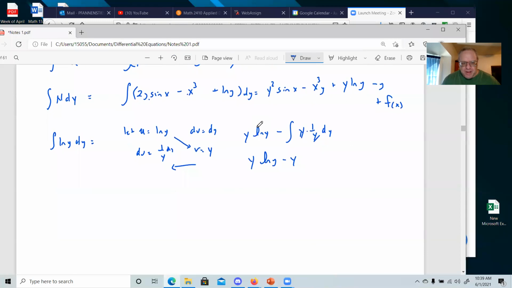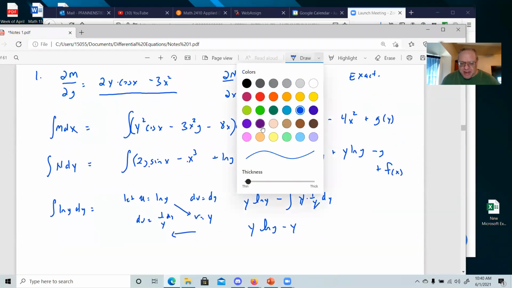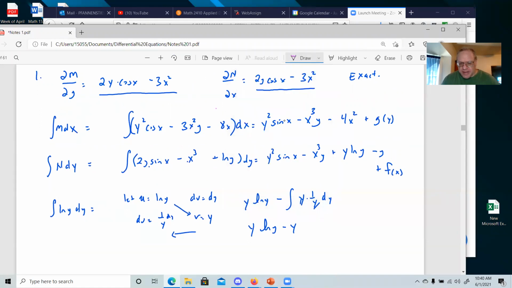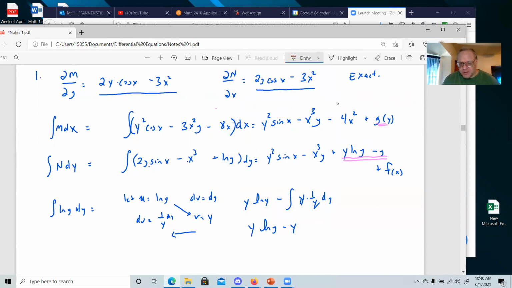All right. So which parts match up, and which parts do we have to mix and match for the ones we don't have? I need a g of y. I need functions with just y's in them. Oh, look, here's a function with just y's in it. And same thing, we need a function with just x's in it. Oh, here's a function with just x's in it, and notice the rest of these pieces match.